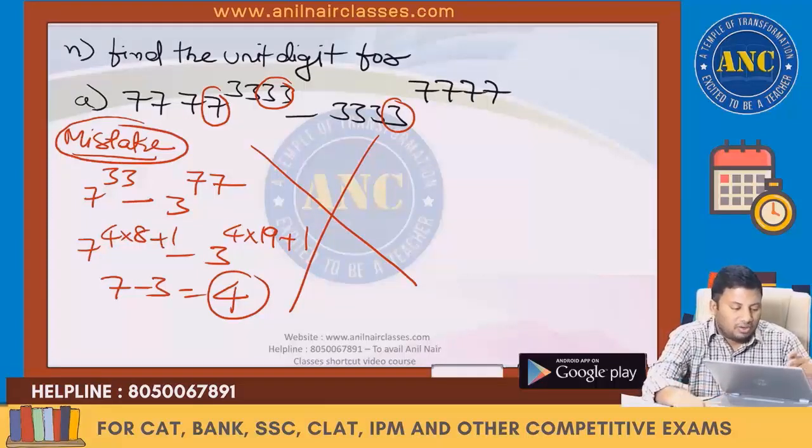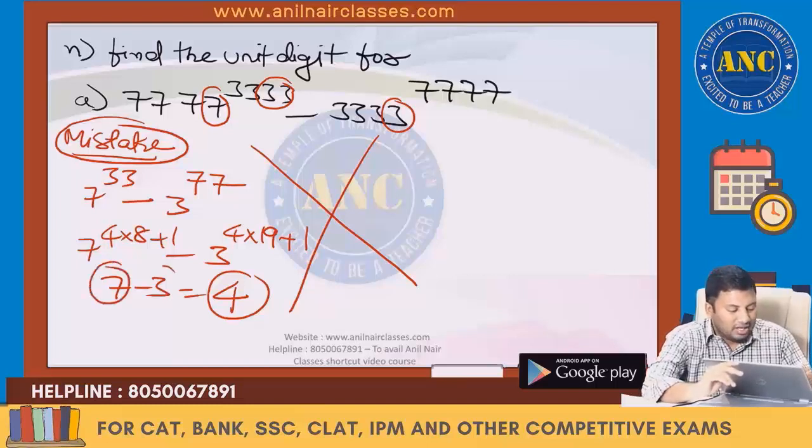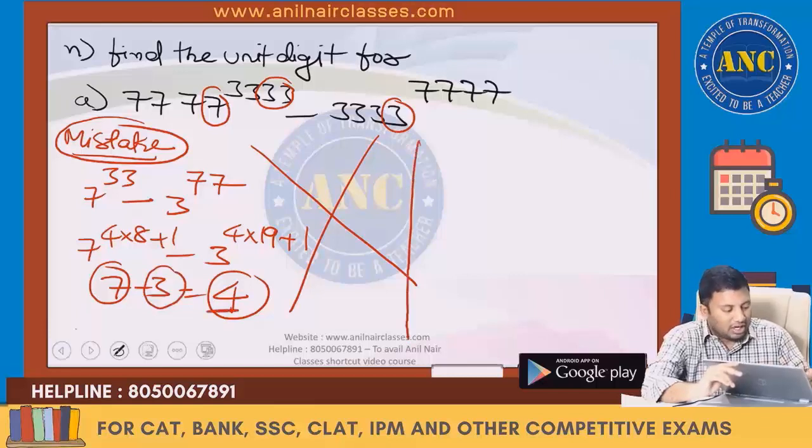Directly what you are doing is 7 power 33, which is 7 power 4 into 8 plus 1, and 3 power 77, which is 4 into 19 plus 1. A power 4k plus 1, it is 7. This is 3. 7 minus 3, 4. This is the mistake which you are committing.